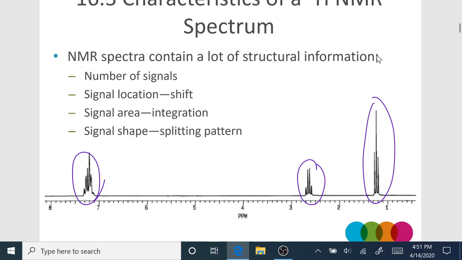The signal location is also going to give us some information. That's called our chemical shift. We have this one here at about 1.3, this one here at about 2.6, and this one here at about 7.3. The signal area, or the area under the peak, is going to give us some information about that signal. That's going to tell us how many hydrogens are associated with that signal. And then we have the signal shape, or the splitting pattern. For example, this one is split into 3 peaks. This one is split into 4 peaks. And this one is split into a multiplet. So we're going to get some information also from the splitting pattern. So all of these pieces of information we're going to put together to determine the structure of our molecule.